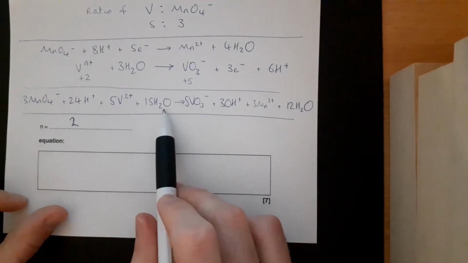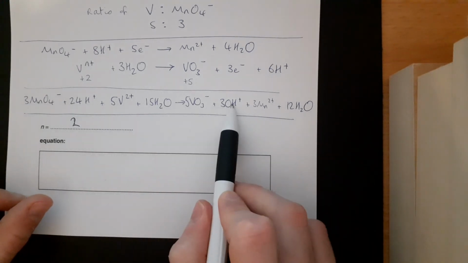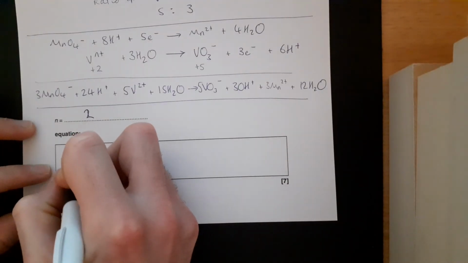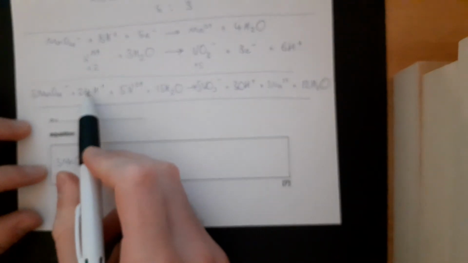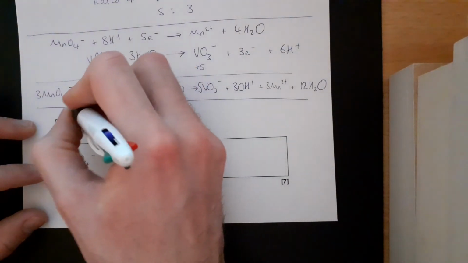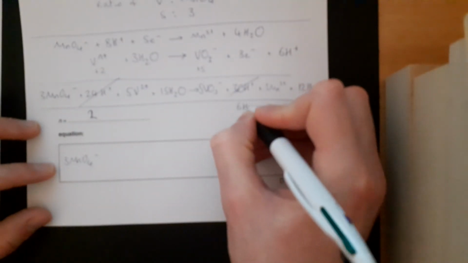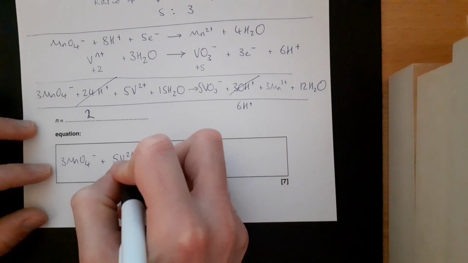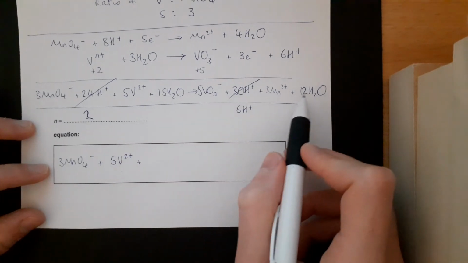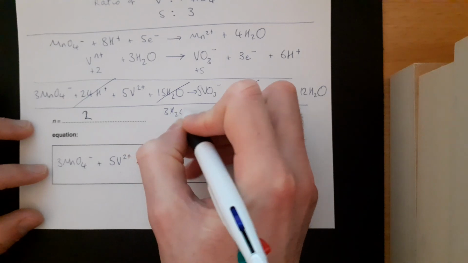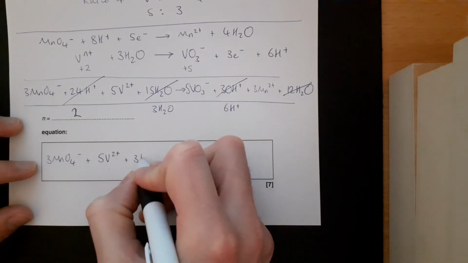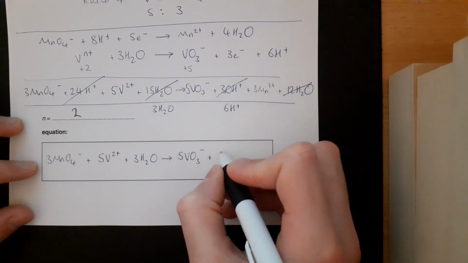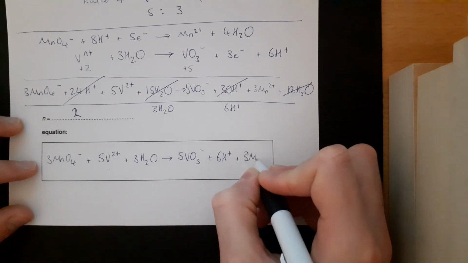And then hopefully you can see we can do some cancelling of waters and we can do some cancelling of H plus ions as well. So to do my final equation, we're going to have 3MnO4 minus. The 24 H pluses are going to cancel, and we're going to turn that into a 6. So they're going to all have gone. That's going to be there. And then the waters can cancel 12, so that's going to become 3. So we're going to have 3H2O goes to 5VO3 minus plus the 6H plus once we've cancelled it, plus 3Mn2 plus.